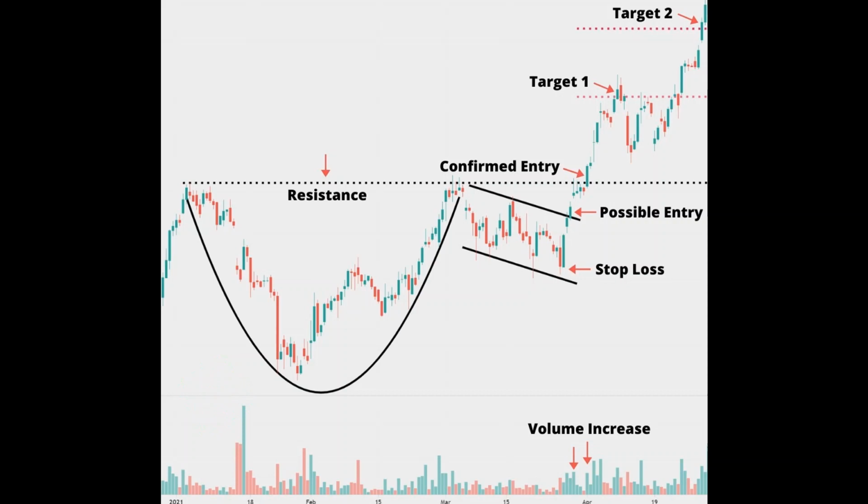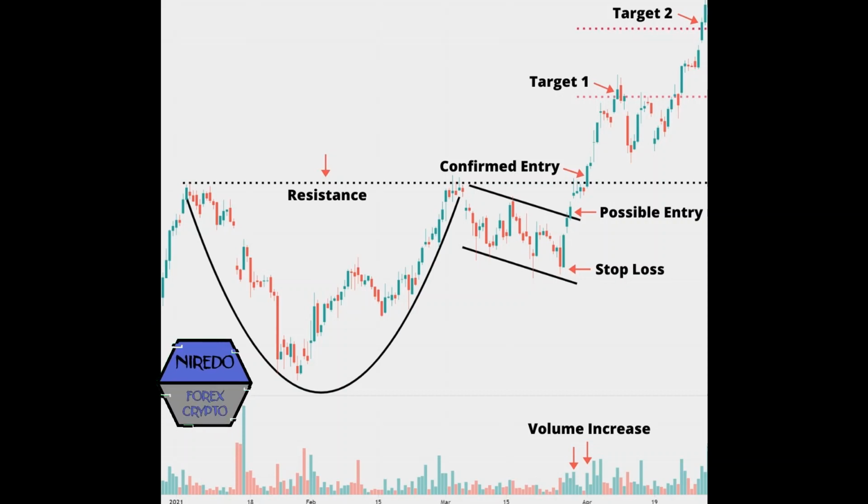The size of the cup and handle pattern can vary, but a minimum height of 15 to 20% is usually considered a valid formation. Trading the cup and handle pattern involves identifying the pattern formation, and then taking a long position when the price breaks above the resistance level formed by the rim of the cup.